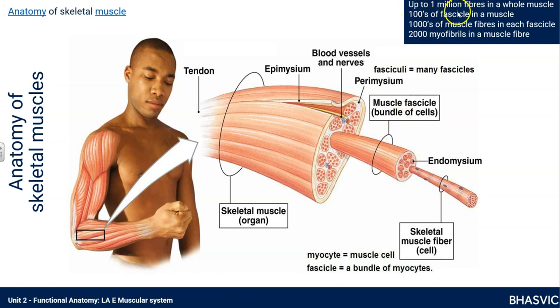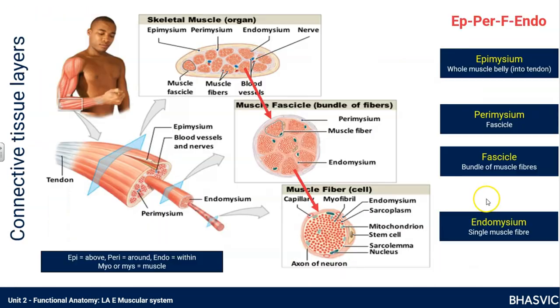So look, up to 1 million fibers in a whole muscle, hundreds in a fascicle, thousands of muscle fibers in each fascicle, 2,000 myofibrils in a muscle fiber. So it's incredibly complex. But you must learn epimysium, perimysium, fascicle, endomysium.